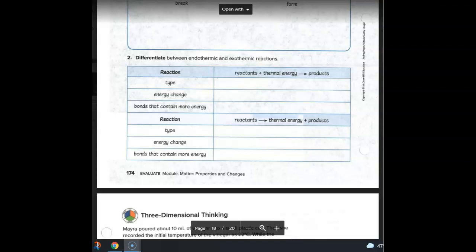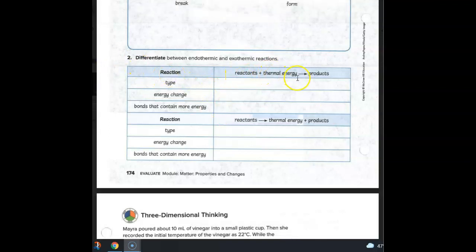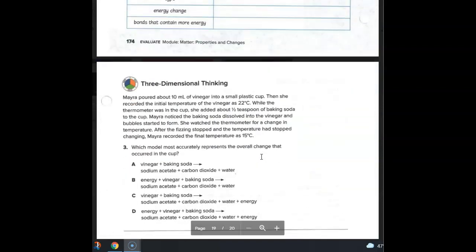So the type of energy: the reaction is reactants plus thermal energy is products. So notice thermal energy is going in. What type of reaction is this? What is the energy change? And bonds that contain more energy. Then the reactants lead to thermal energy and products. What type of reaction is this? What is the energy change happening in that reaction? And bonds that contain more energy.